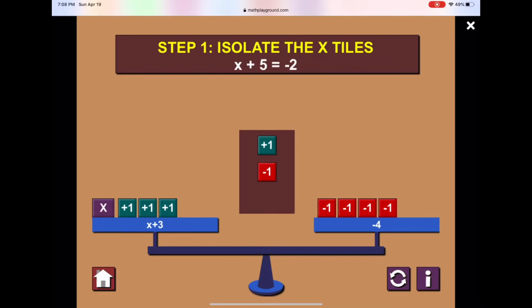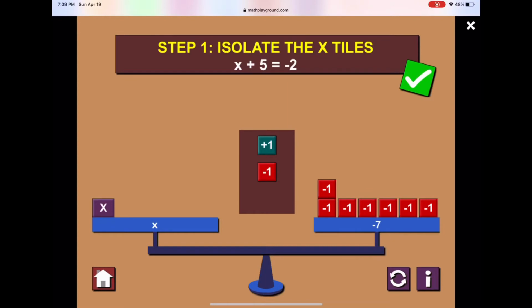Well, we want to keep both sides balanced, right? Because equal means we want it to be balanced on both sides, or the same on both sides. So whatever I do to one side, I have to do it to the other side. So let's keep adding -1s. Notice I'm adding -1s to both sides. And look, I have my X by itself.